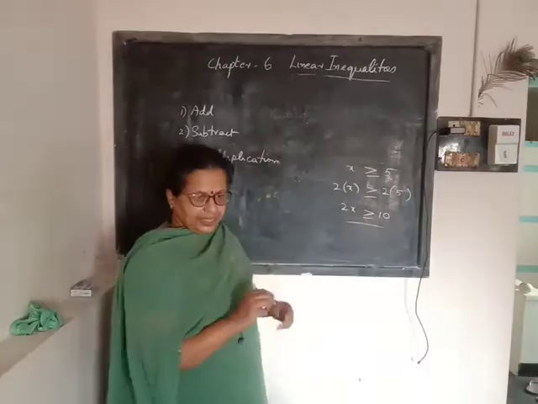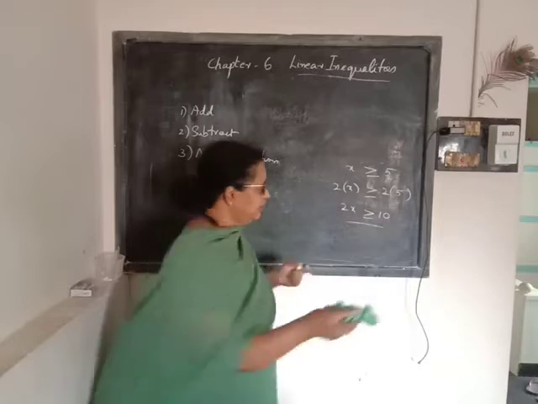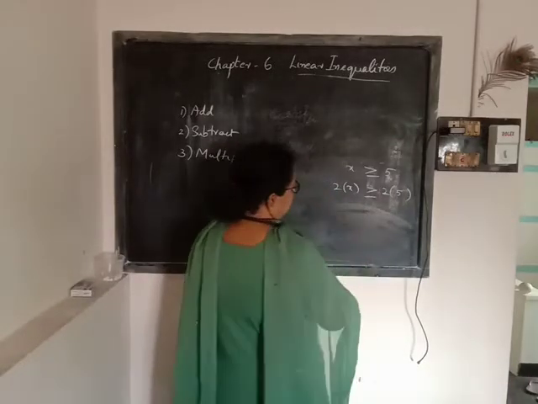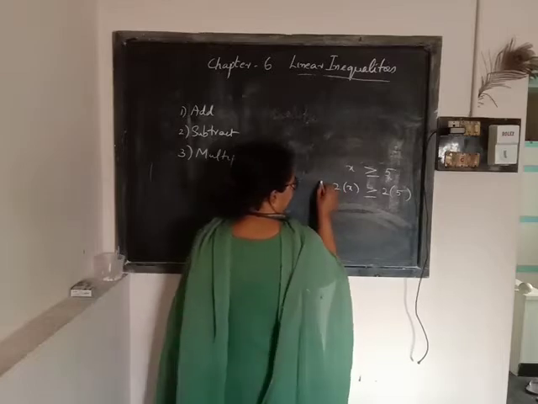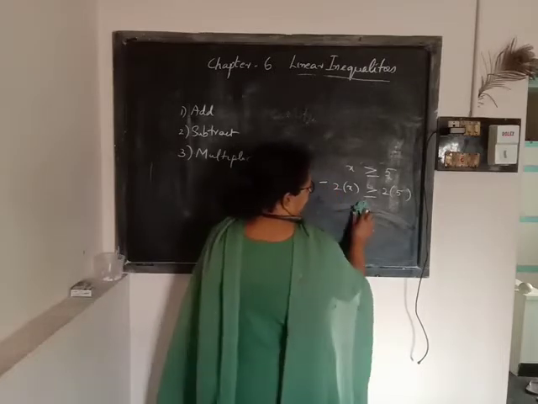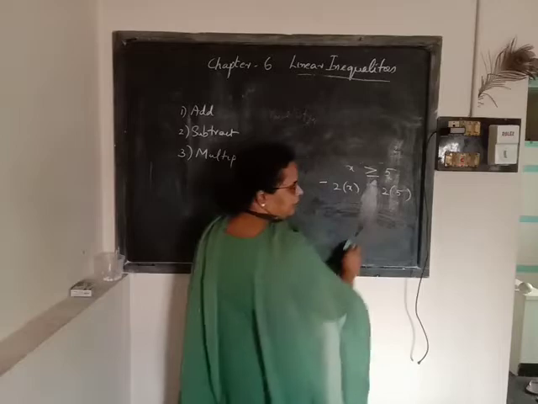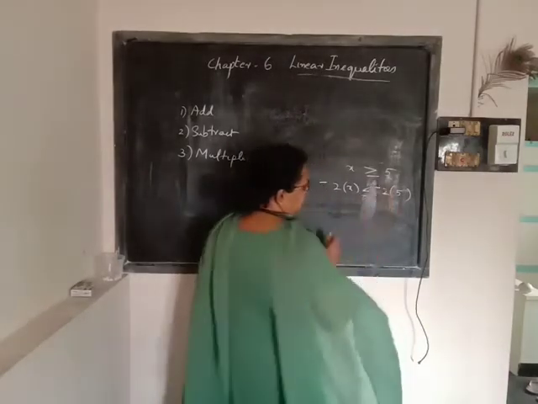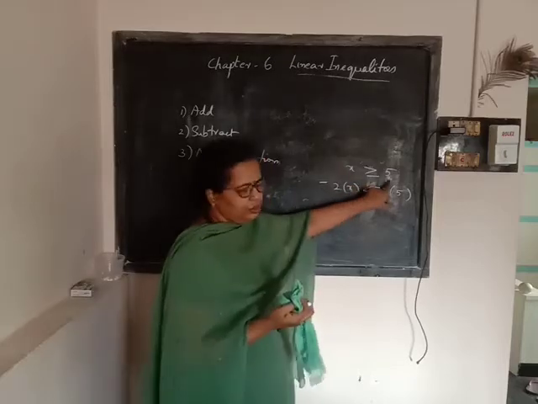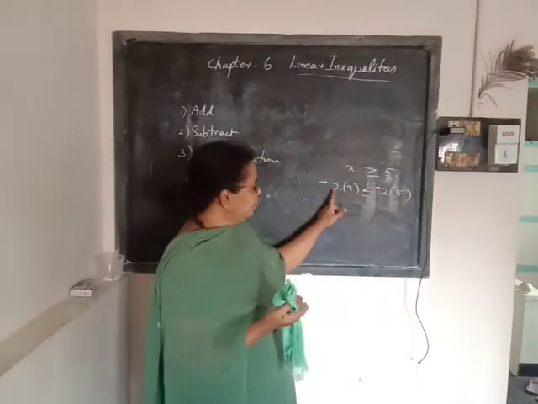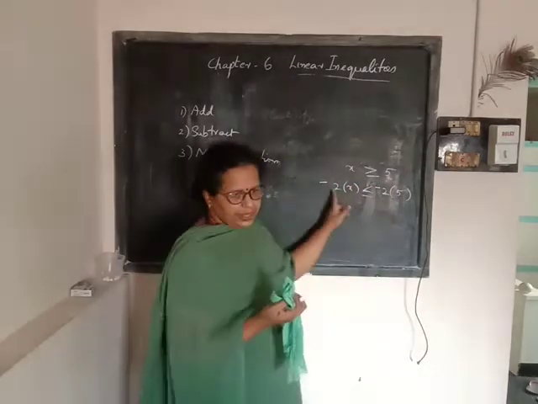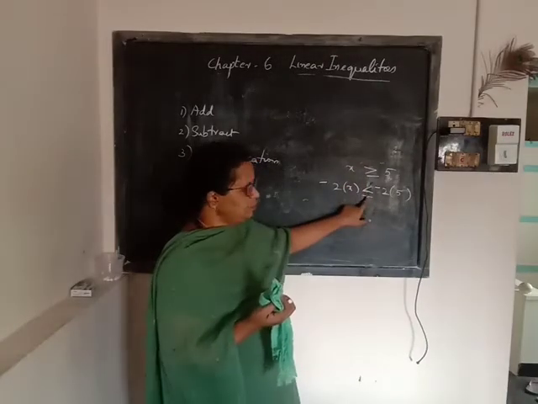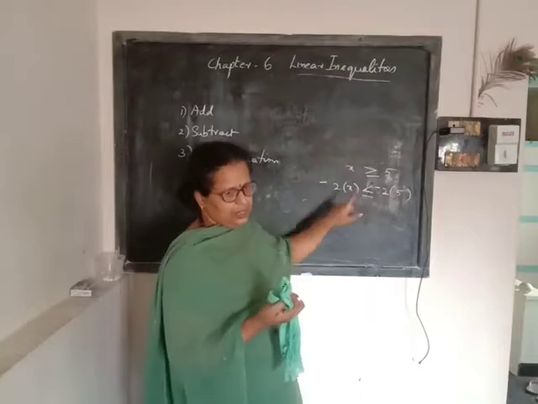Now, when it is a negative number, the rule changes. Instead of 2, if you multiply by negative 2, the inequality should be reversed. So it will become like this. When x is greater than or equal to 5, when you multiply both sides by negative 2, the inequality greater than or equal to will be reversed to less than or equal to.